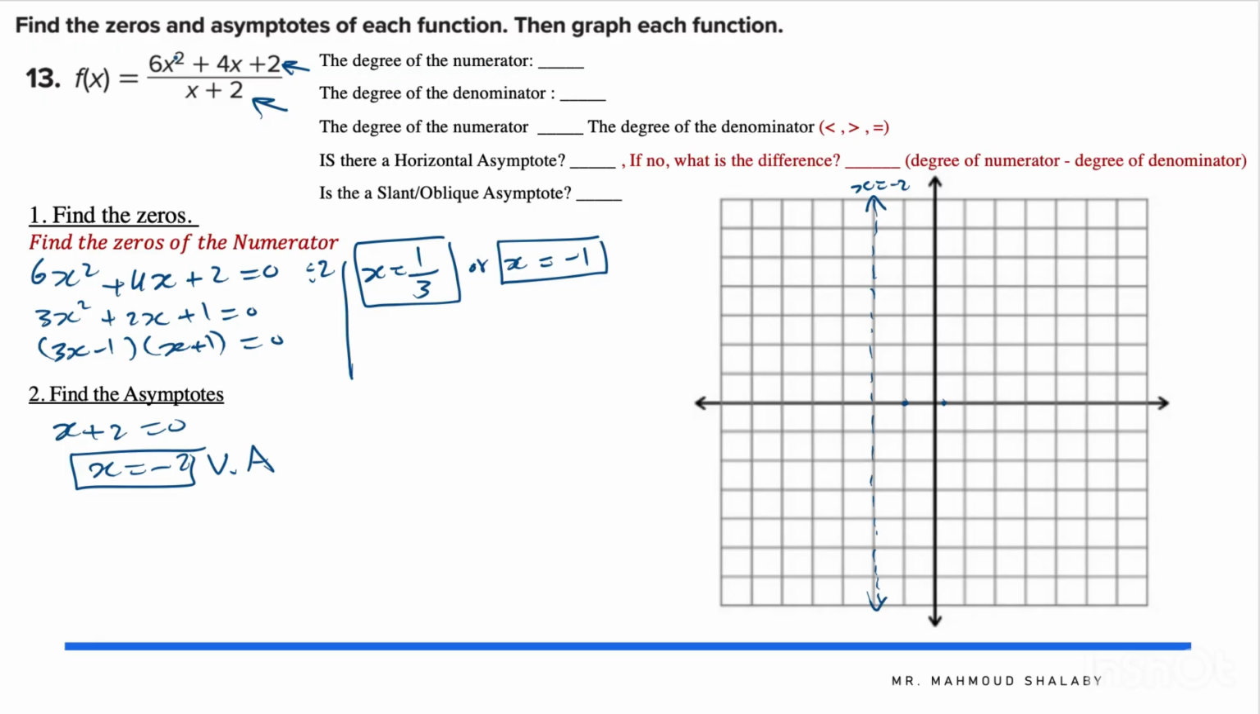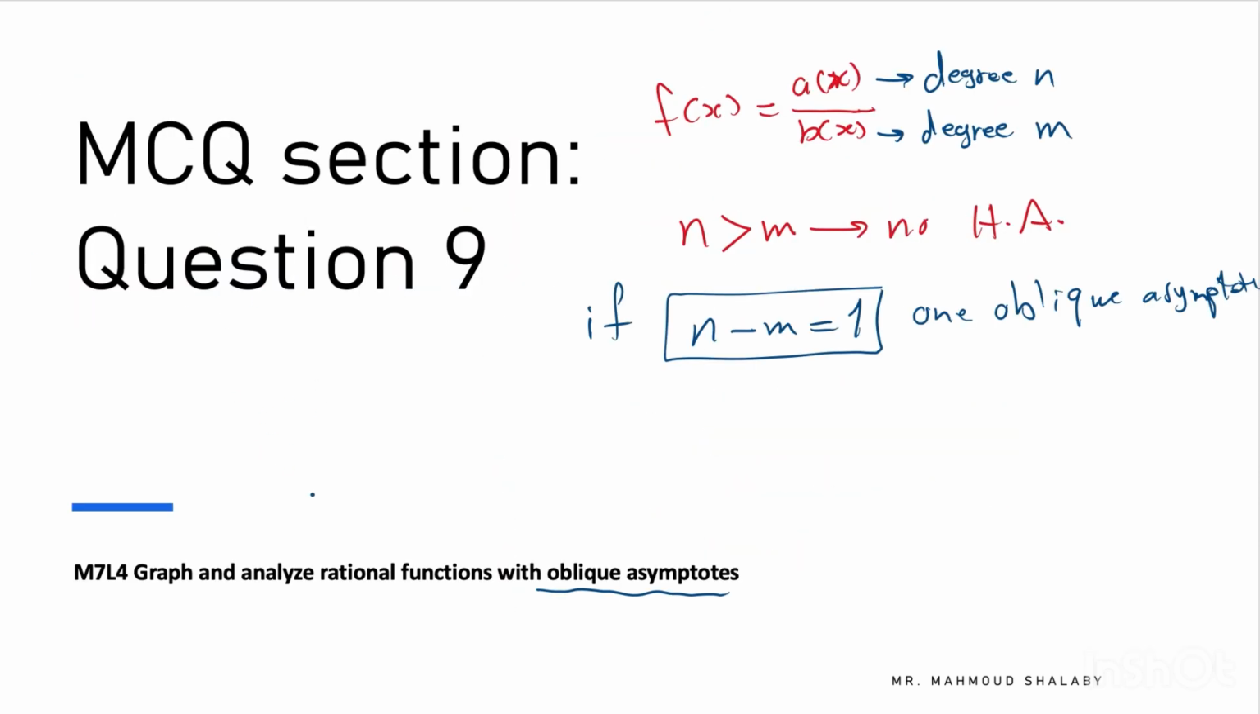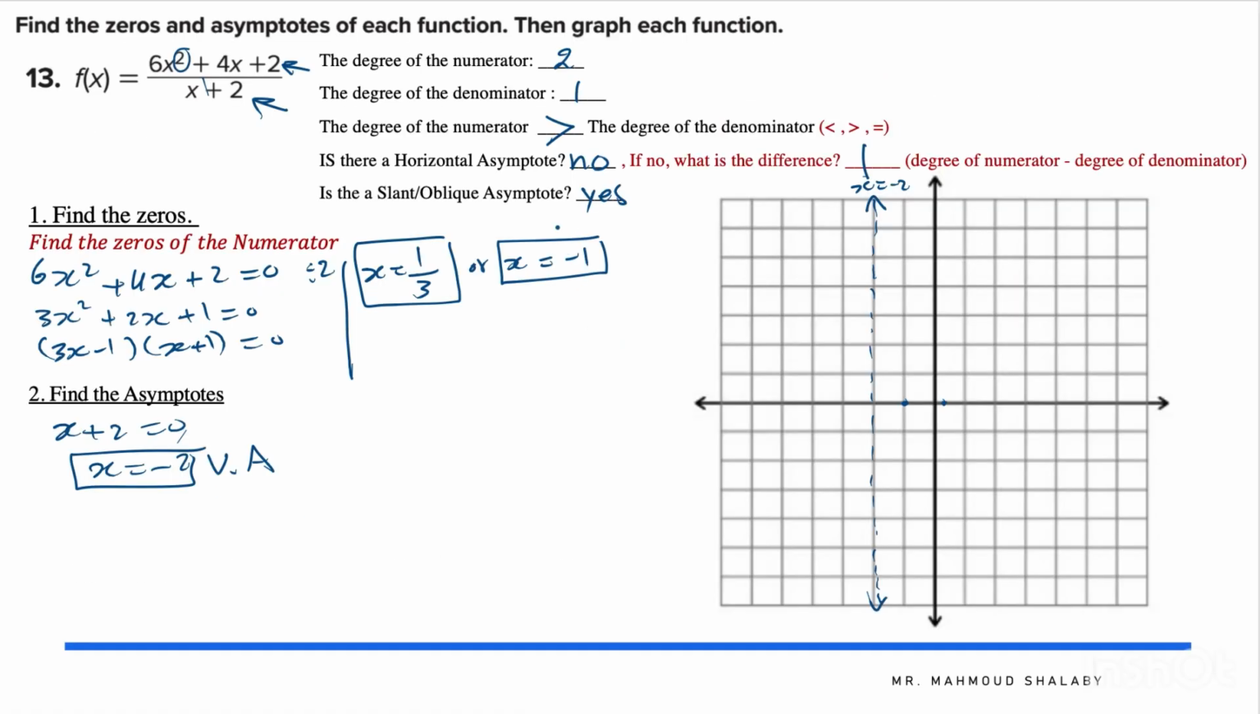The degree of the numerator, what is the highest power of x? It's 2, so the degree is 2. The degree of the denominator, x to the power of 1, here we have 1. The degree of the numerator is greater than the degree of the denominator, which means we have no horizontal asymptote, and the difference 2 minus 1 is 1, which means yes, we have an oblique asymptote. To be honest, because in the question it says with oblique asymptote, we must expect all the questions to include an oblique asymptote, but you have to check first. Okay, Shabab? Then how to find the oblique asymptote?